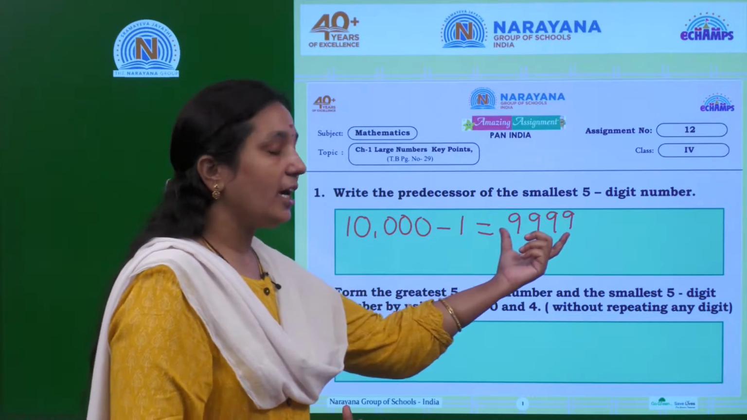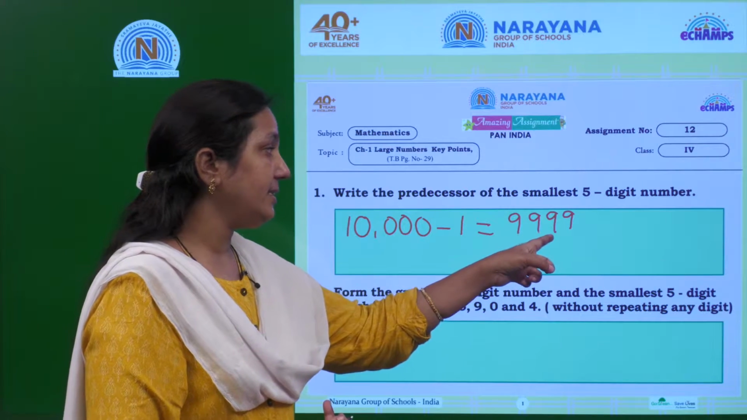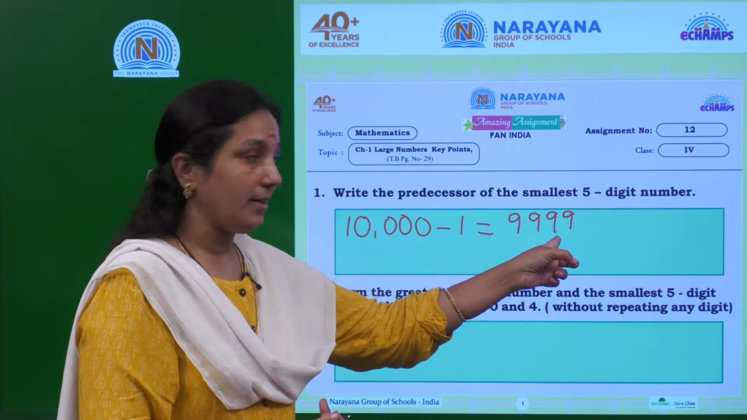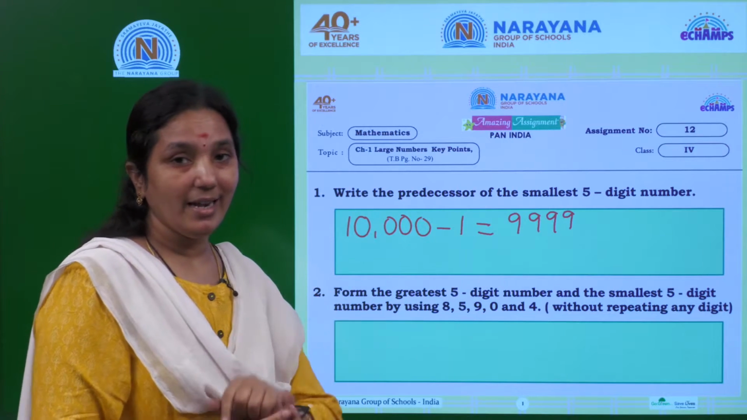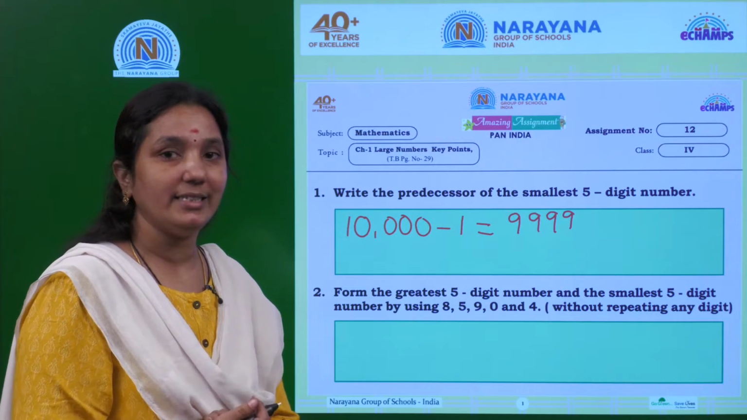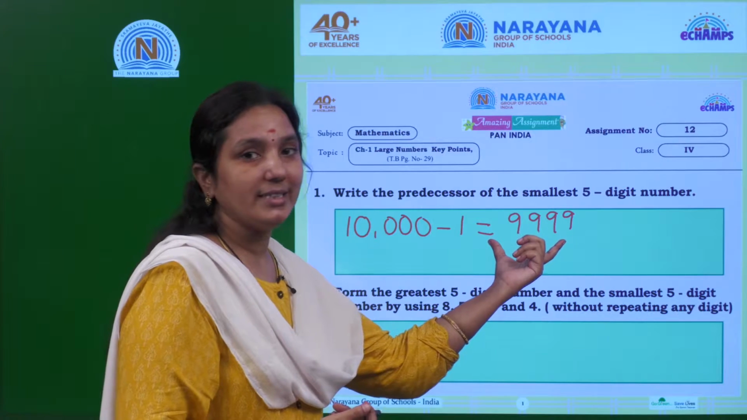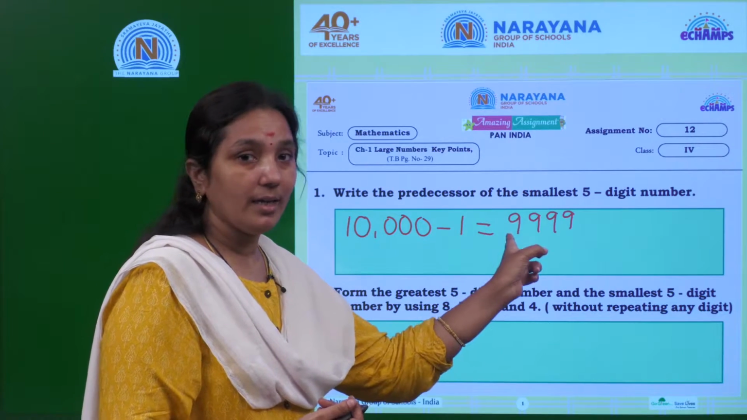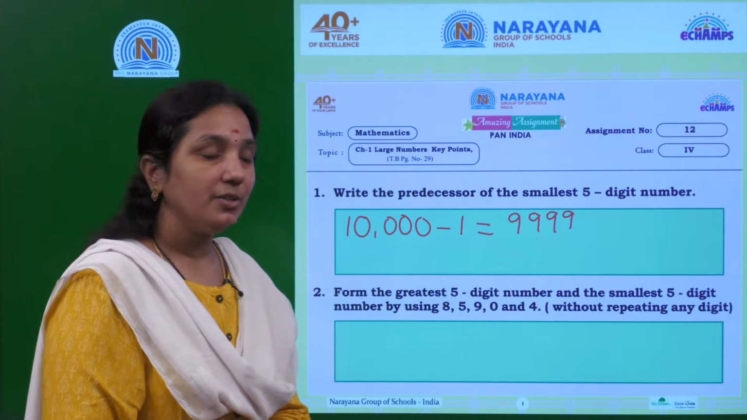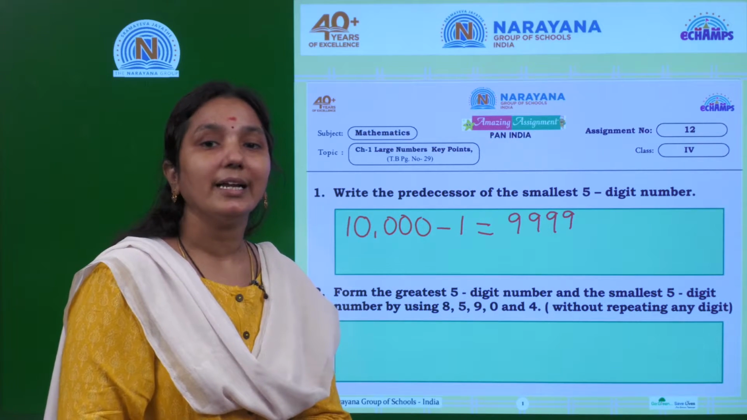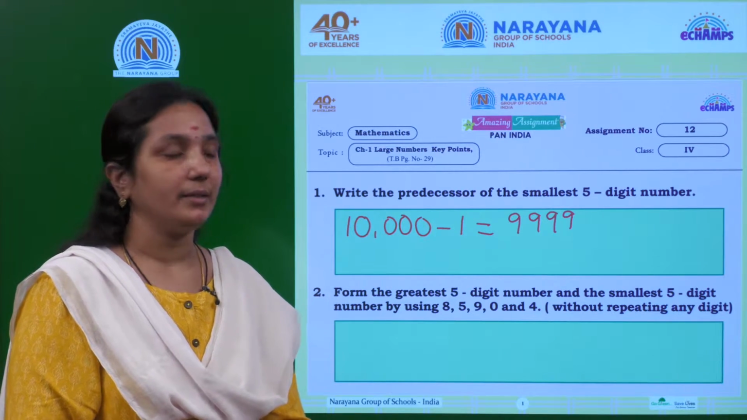9,999. So, you can observe here, all 4 digits, all places having 9. 9 is the greatest 1-digit number. So, here the 4-digit number has 9 in all places. So, it is also nothing but the greatest 4-digit number.